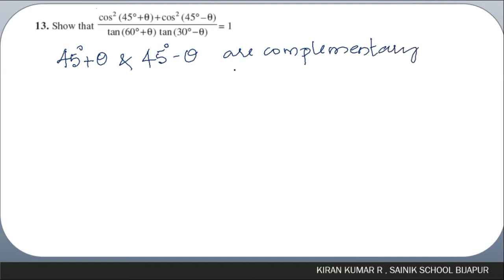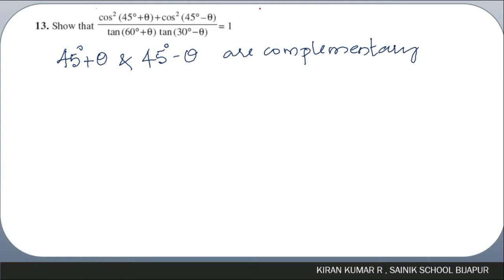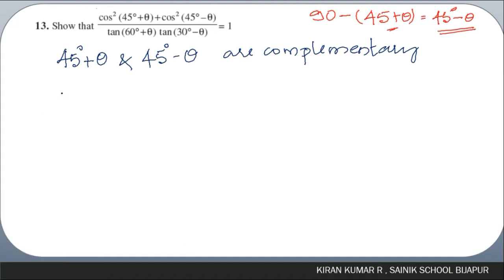You can cross check it. If I consider 90 minus of 45 plus theta, what do I get? I'll get 45 degree minus theta. So these two angles are complementary angles. Same way, we have got 60 degree plus theta and 30 degree minus theta as complementary angles.